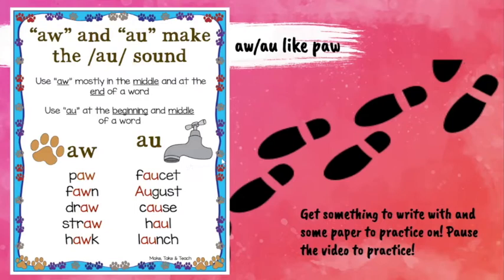So what I want you to do is stop the video, pause it, and practice reading these 3 times. And then get something to write with, some paper and pencil or crayon or marker, whatever you have, and just practice reading and writing them and listening to that sound. Again, aw for paw and aw for faucet.